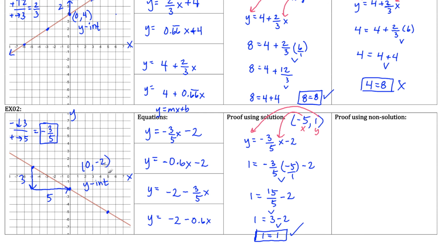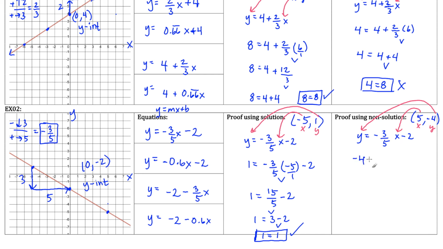Let's choose one that doesn't work. I don't know, like 2, negative 5. Now let's choose 5, negative 4. 5, negative 4, yeah. I don't know, I just felt like it. So 5, negative 4. So y equals negative 3 over 5x minus 2. This is my x, this is my y, so this goes right here. This goes over here.